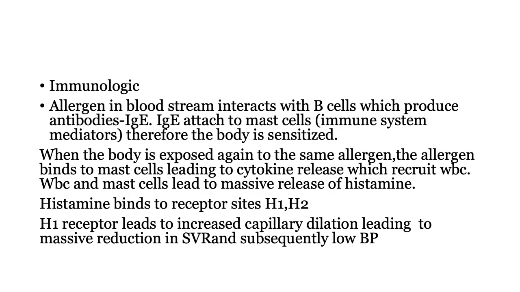So in the immunologic type of anaphylaxis, you have an allergen in the bloodstream. The body is exposed to the allergen. So that allergen, when it gets to the bloodstream, it interacts with B cells, and the B cells, because of this, produce antibodies, which are IgE. These IgE attach to mast cells. Mast cells are immune system mediators. So the body is sensitized to this antigen.